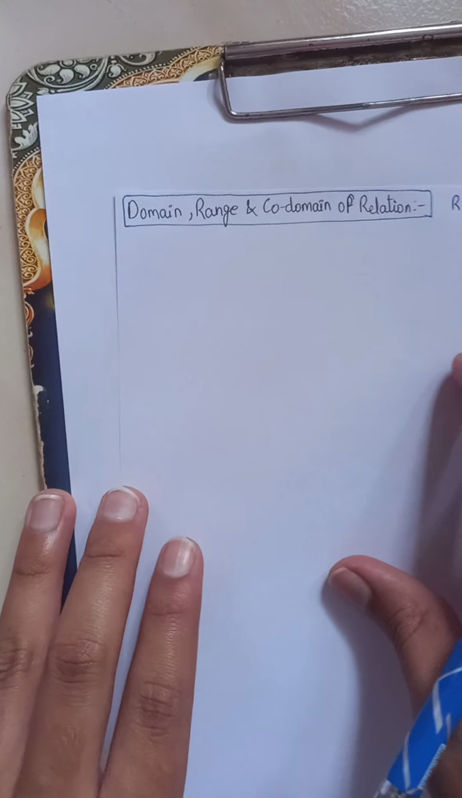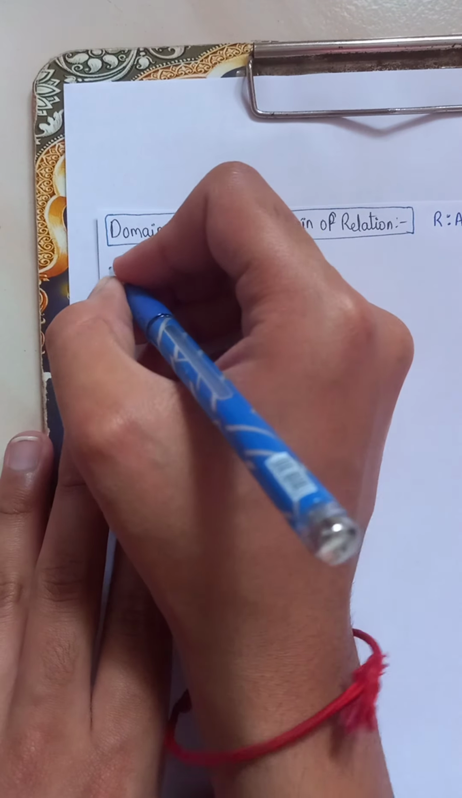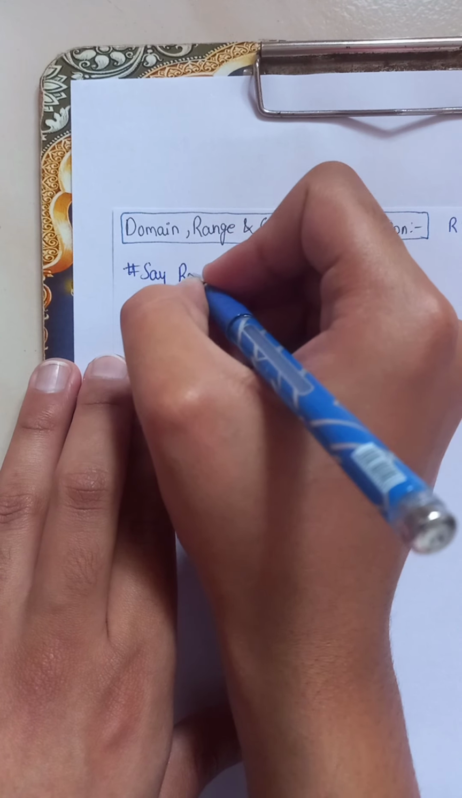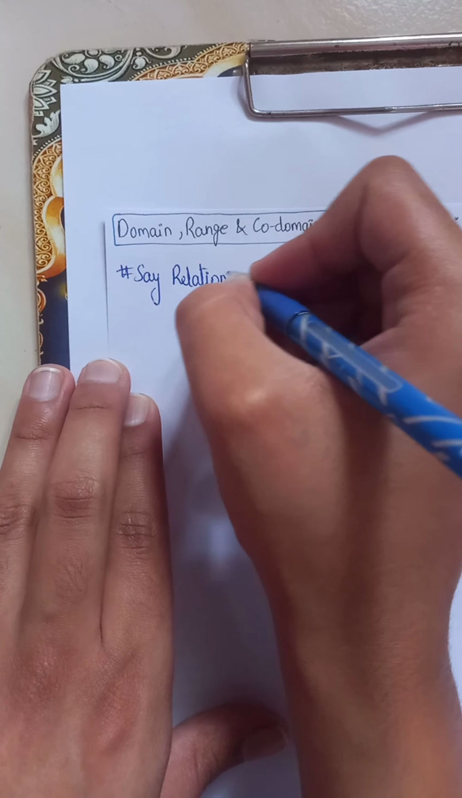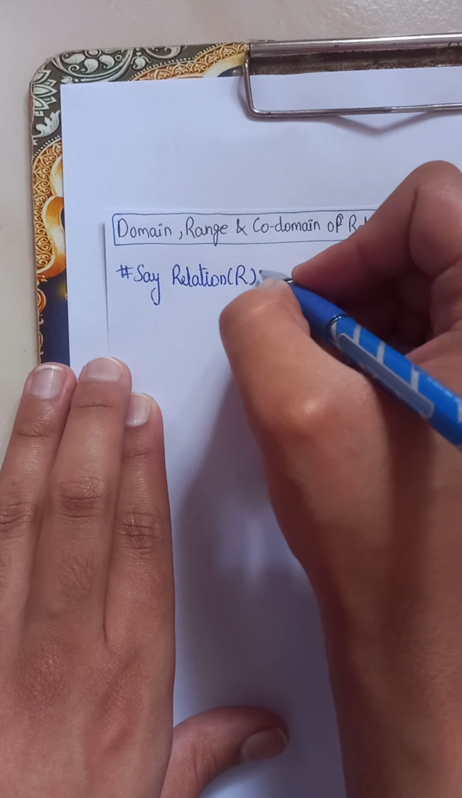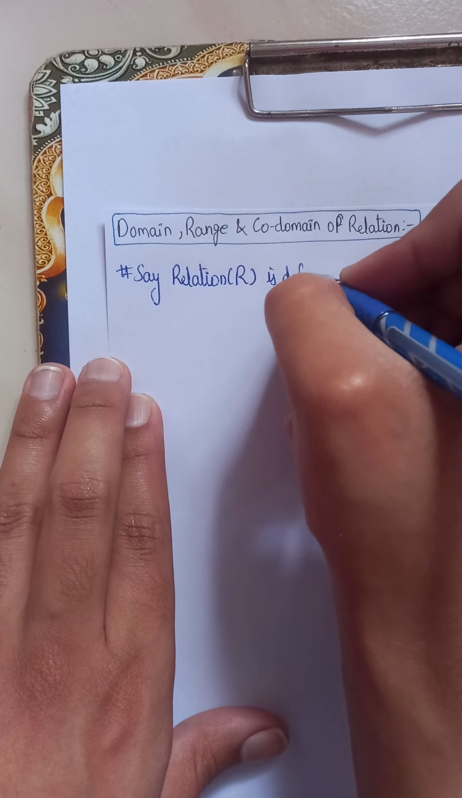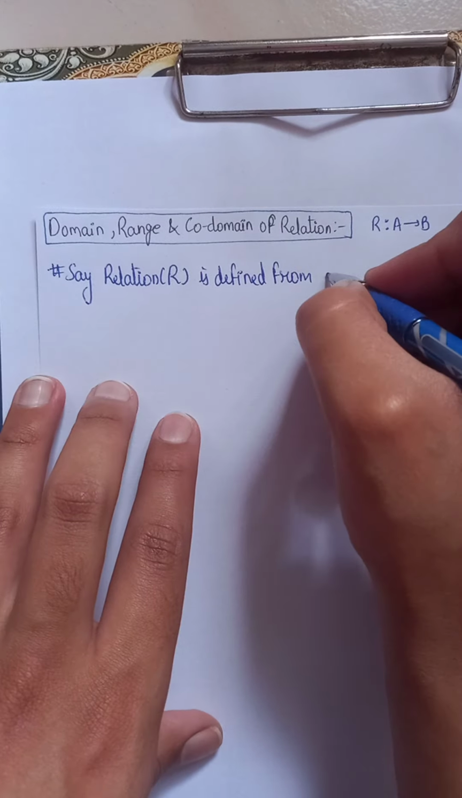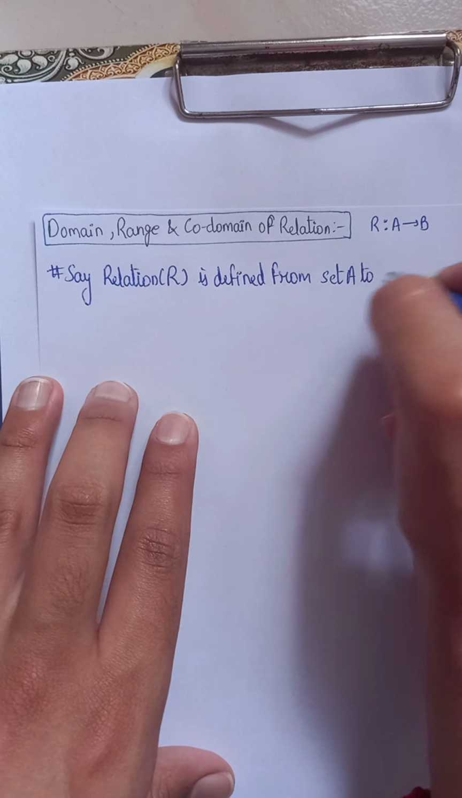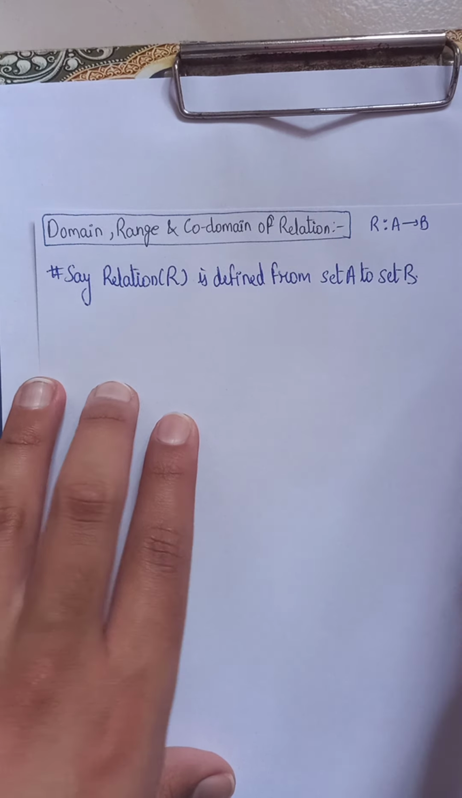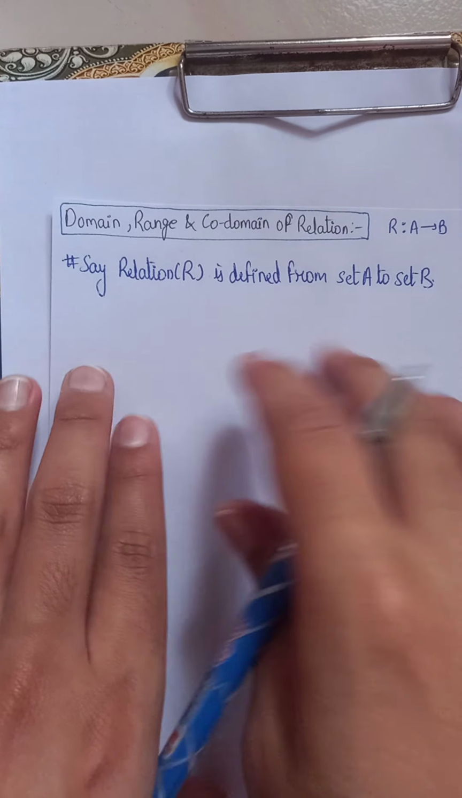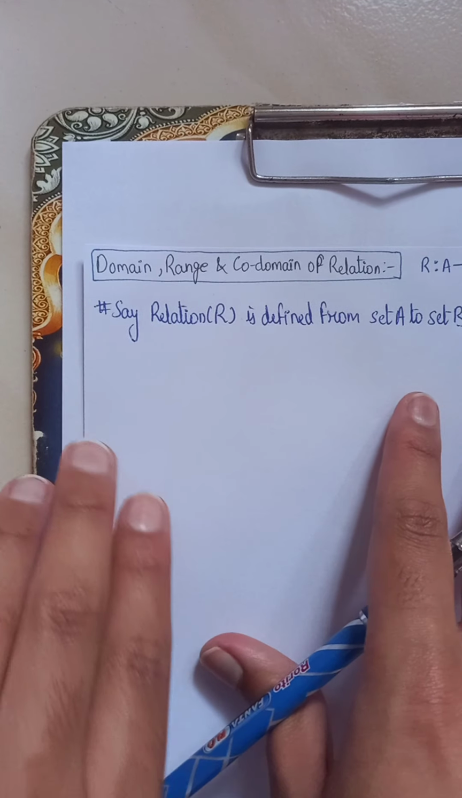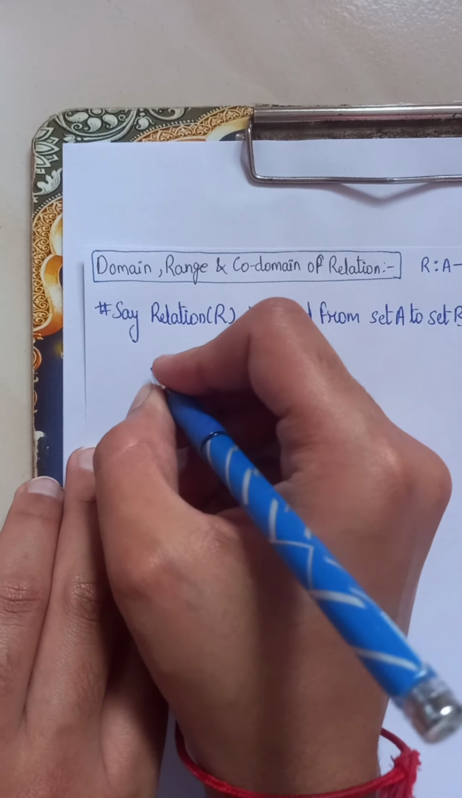So, suppose the relation R is defined from set A to set B. Then what is the domain, range, and codomain? Let's write it one by one.